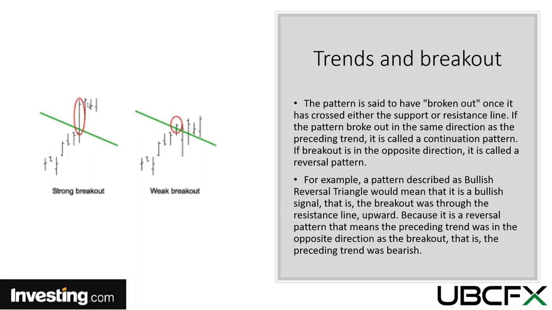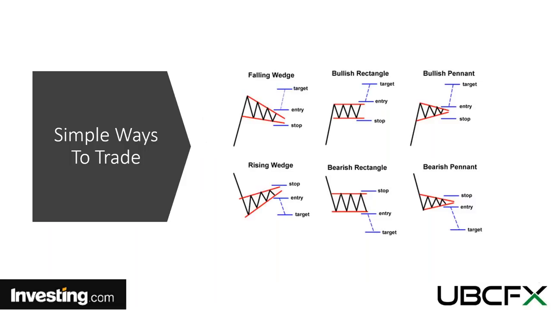So a pattern is said to have broken out once it has crossed either the support or resistance line. If the pattern broke out in the same direction as a preceding trend, it's called a continuation pattern. If it broke out the opposite, it's called a reversal pattern. So as you see here, this little chart that I have up there, I think I put it in your handout. But it's also available all over the internet. I didn't make it up.